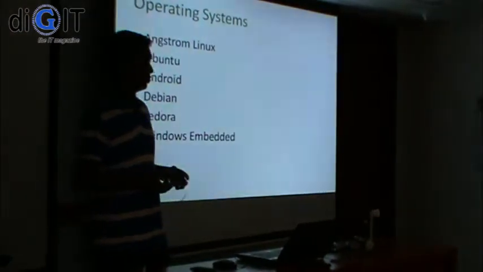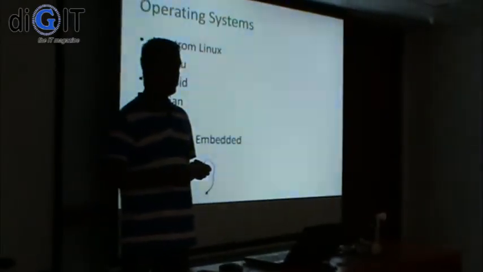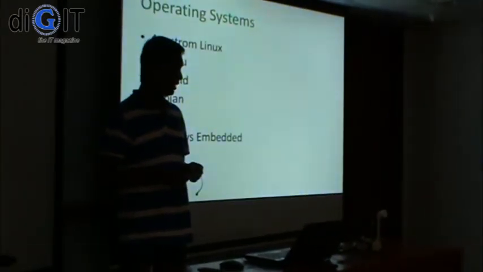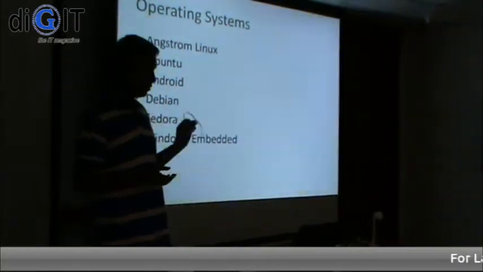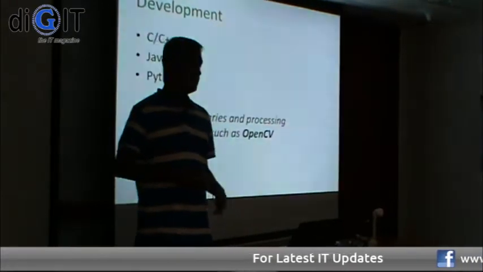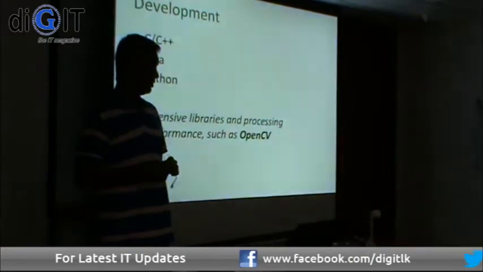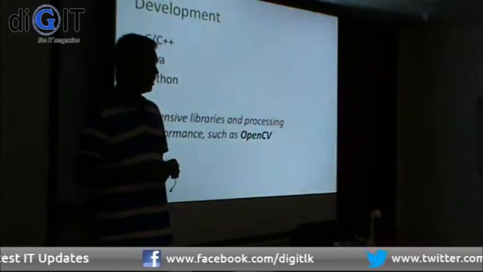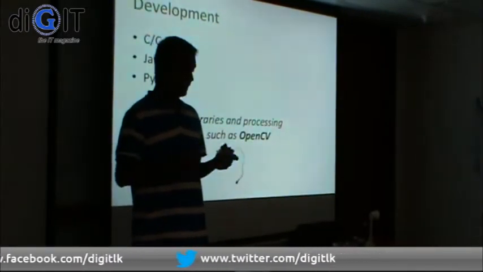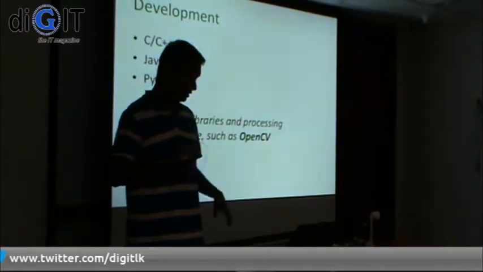These are the operating systems you can run on Beagle-Bone: Angstrom Linux, Ubuntu, Android 4.0. You can run Ice Cream Sandwich on Beagle-Bone, and Debian, Fedora, and above all, you can run Microsoft Windows Embedded on Beagle-Bone. You can run C++, C programs on Beagle-Bone, and Java development, and Python. And also you can install OpenCV libraries on BeagleBone, and you can connect a webcam and do some face recognition using this little microprocessor.